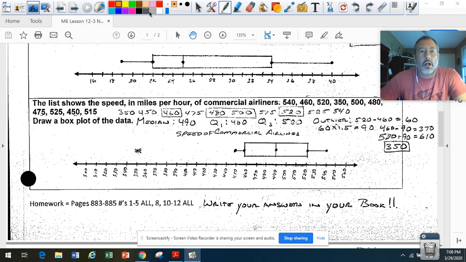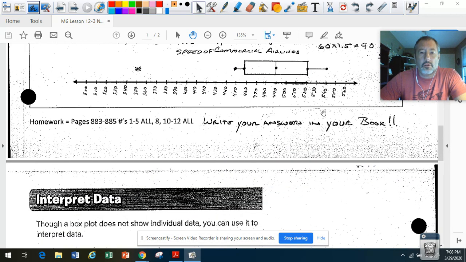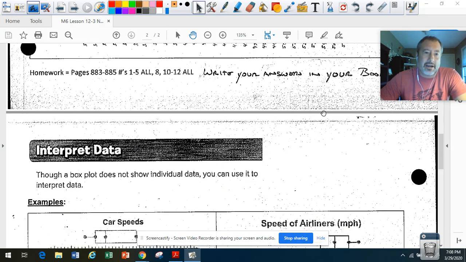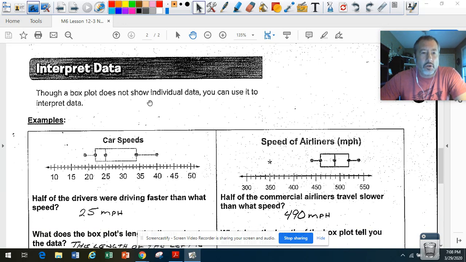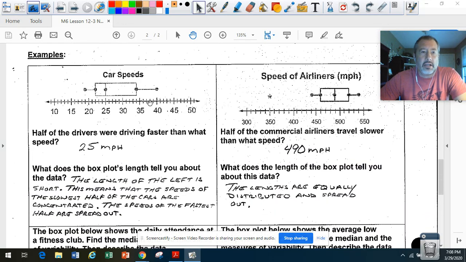Here we go. On to the other side. Let's take a look there. We're going to now analyze our data here. We're just going to take a look at the information here. We're going to look to see how things are spread out. Okay, so here we're looking at car speeds again. Let's take a look at this one.